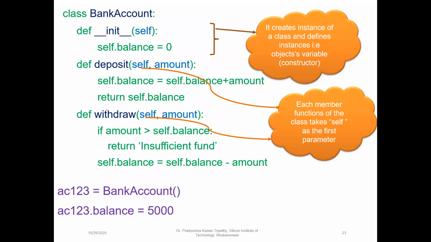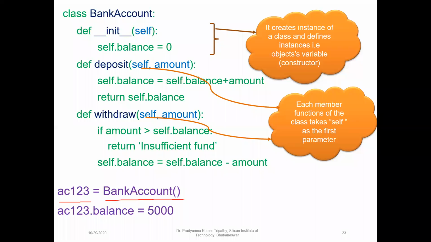Deposit and withdraw. These are the 3 member functions. INIT, as you know, is a constructor function, right? All are having self as one of the parameters. The deposit takes a particular amount to deposit, withdraw takes a particular amount to withdraw. Correct?